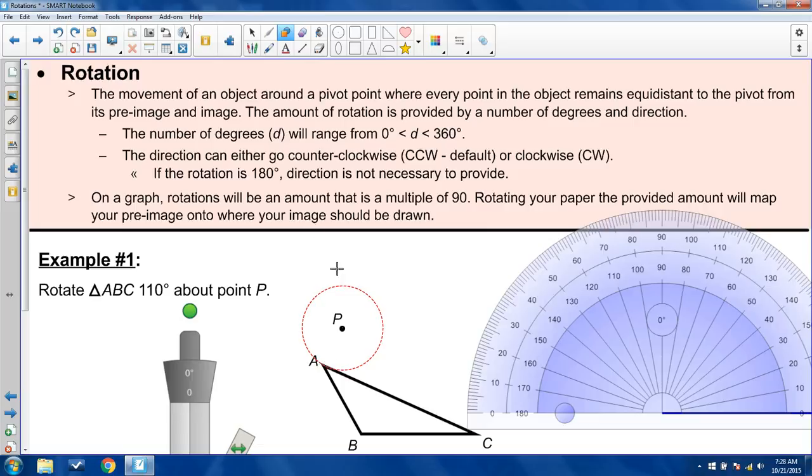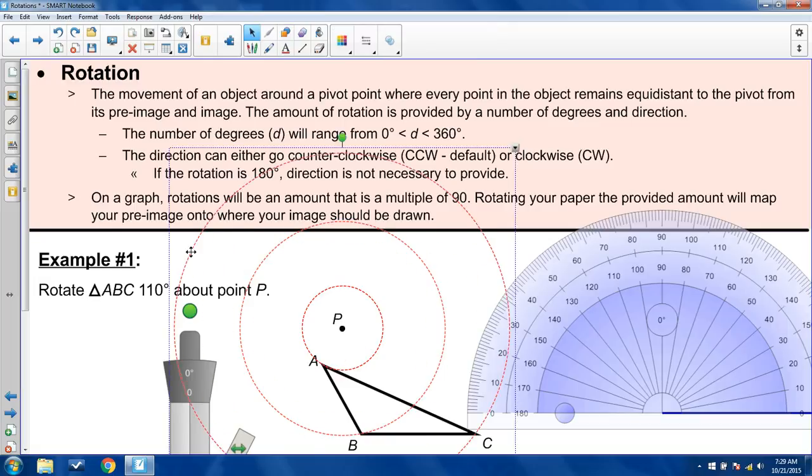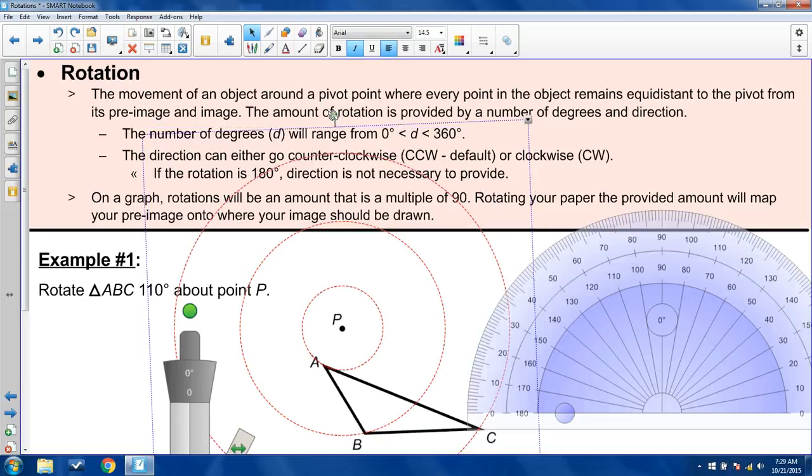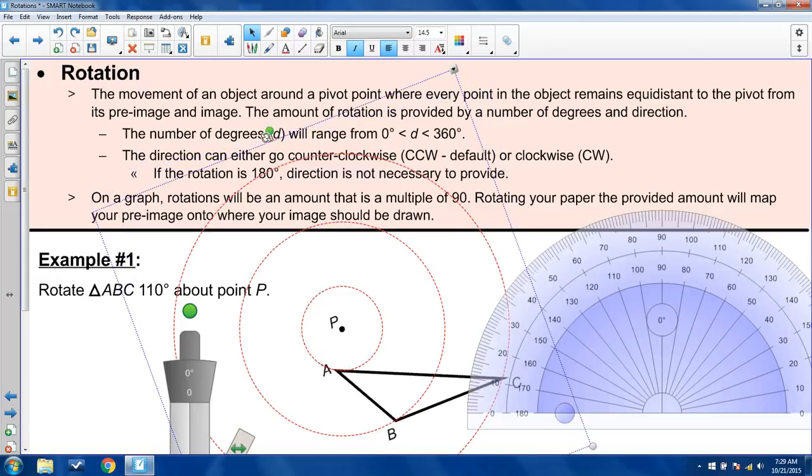If I draw circles here from P out to A, where there's a certain radius of length PA, P out to B with radius PB, and P out to C with radius PC, if I lock these up and group them together, I can actually rotate this triangle now to show you what it looks like after I do some certain rotations. So let's take a look. I'm going to grab this and start spinning it.